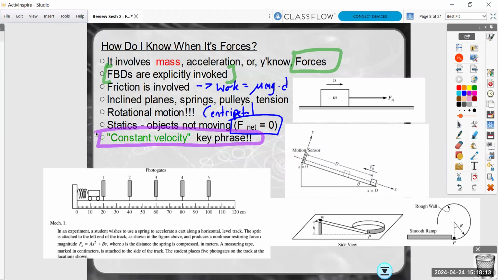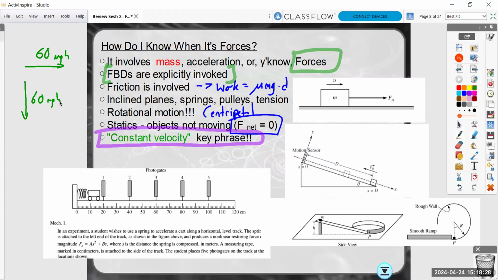What's the difference between velocity and speed? Velocity is a vector, so with a direction, right? So if I'm going 60 miles an hour this way, and then I'm going 60 miles an hour this way, I have not changed my speed, but I have changed my velocity.